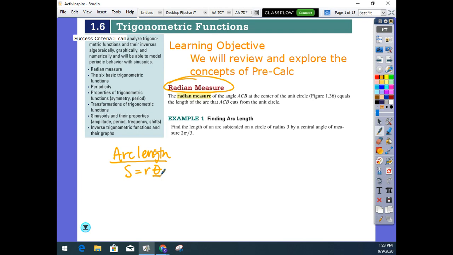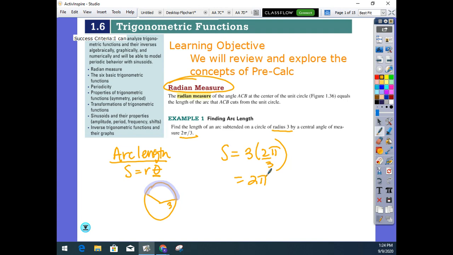So find the length of an arc subtended by radius 3. What that means is we have a radius 3 and an angle of 2 pi over 3. The arc length is just the part of the arc that's intersected by these two radii. Okay? So we find the arc length by taking the radius times the angle, 2 pi over 3, and that's 6 pi over 3, which is 2 pi.